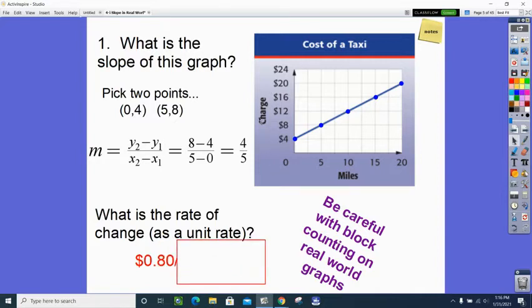And it will be the top unit is your Y unit. Remember, Y is in the top, which would be the charge, which would be dollars per mile. So basically, this taxi ride is costing you 80 cents for every mile you go. And that's called a rate of change. Guys, it's a slope written as a unit rate with units. It's just slope with units.